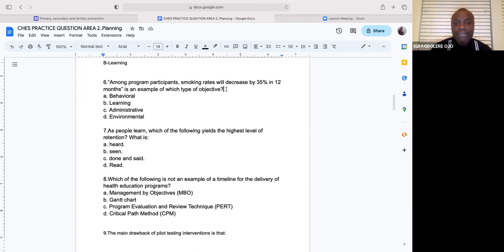So this question, first of all, "smoking rate will decrease" is a statement that is pointing to change. It is not environmental, right? It is not linked to any social factor. It is not administrative. It has nothing to do with policy. Absolutely nothing. All right? Learning. You don't learn how to stop smoking or how to reduce it. It is a behavioral defect. All right? It's an attitude problem. It is a behavior issue.